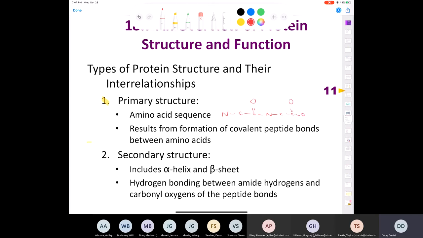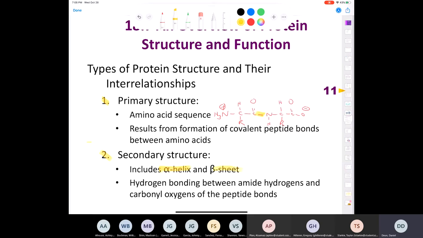NC carbonyl, we have our carboxylate on the C-terminus, we have our protonated amine on the N-terminus, we have hydrogens on the carbons like this, NC carbonyl, like that. Then we have our groups here, so that's the order. And they're a result of covalent peptide bonds. Here's a peptide bond.